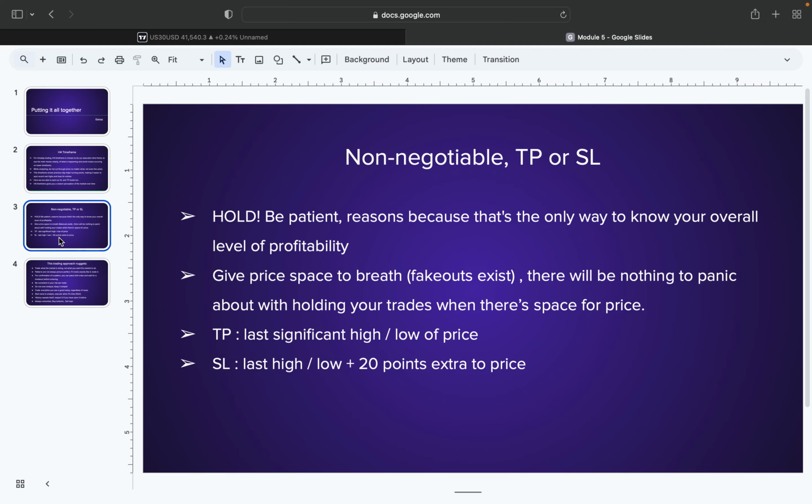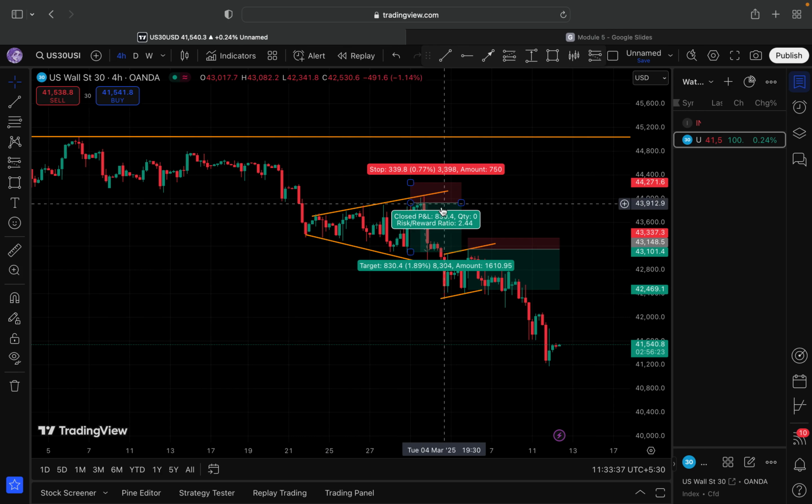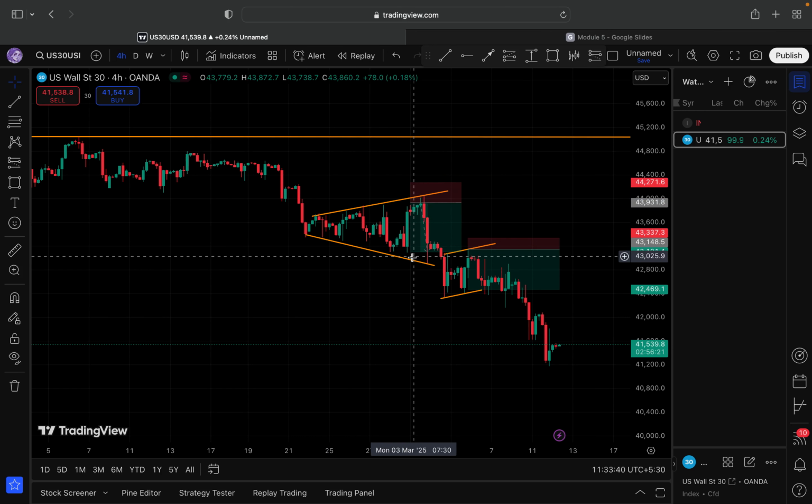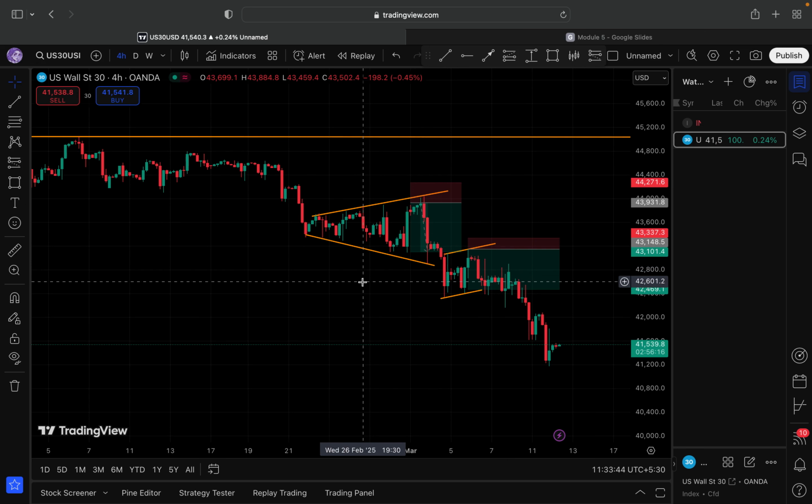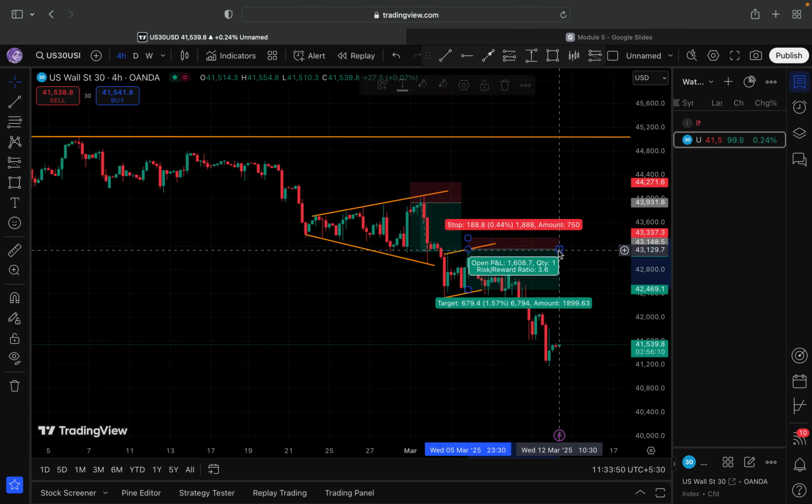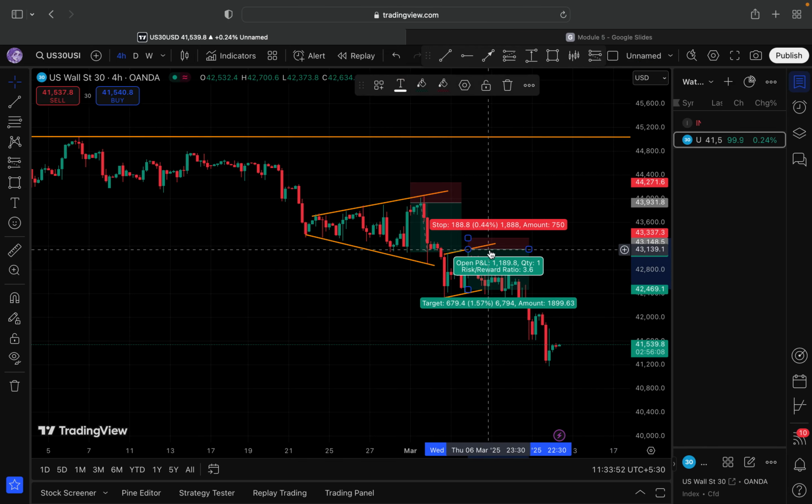So what does this mean? It is not negotiable once you place your trade. For example, here you place your trade, you take a sell, your stop loss, your take profits. It is not negotiable. It is either your trade hits your take profit or your trade hits your stop loss. That is it. That is the order for this strategy.